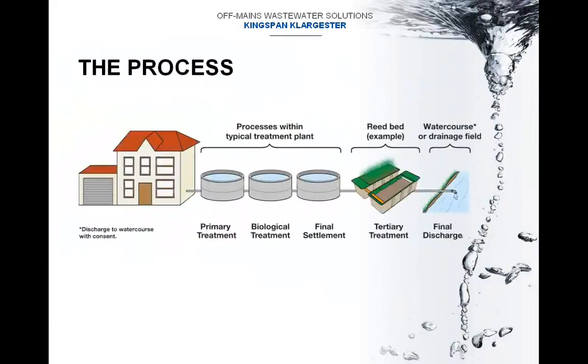First of all, the process. Although a sewage treatment plant mainly is in a single casing, the treatment process is split into a minimum of 3 different parts. First of all, we have primary settlement, followed by biological treatment, followed by final settlement. Also, tertiary treatment may be required if the effluent quality needs to be more strict.